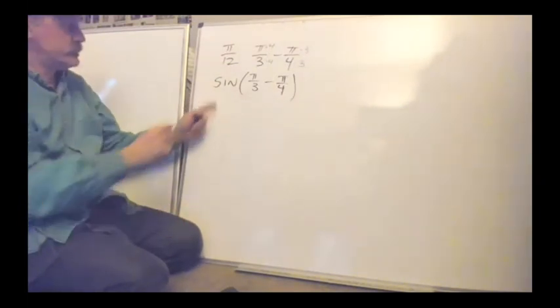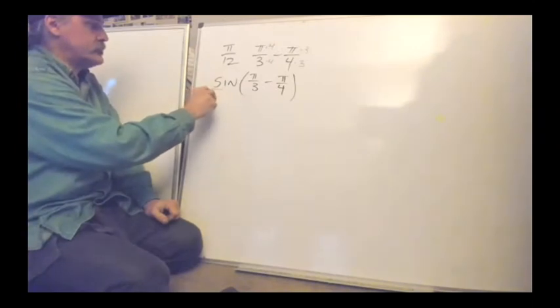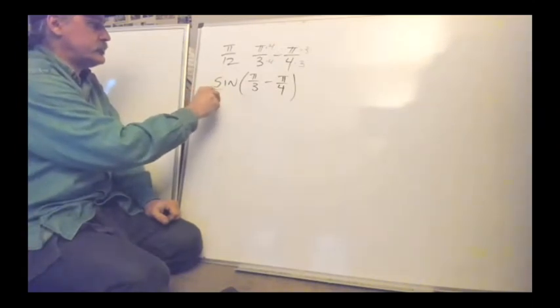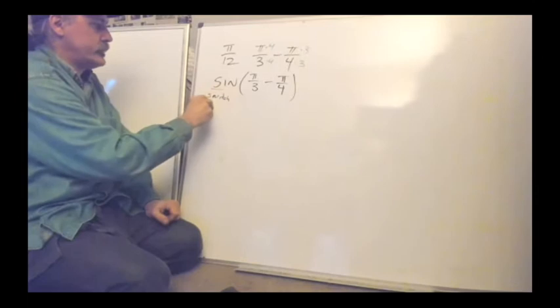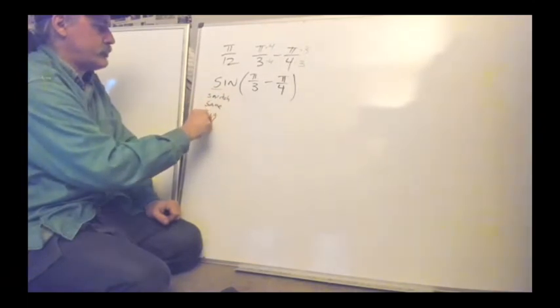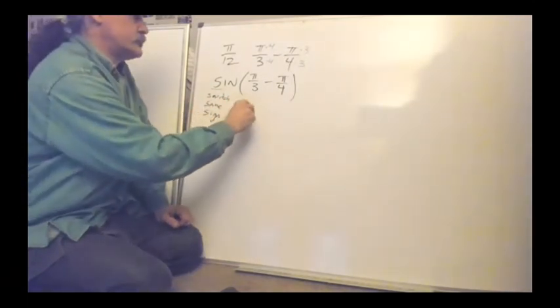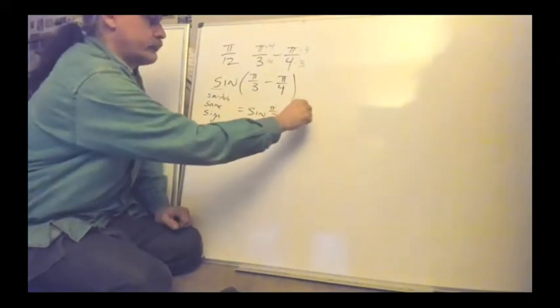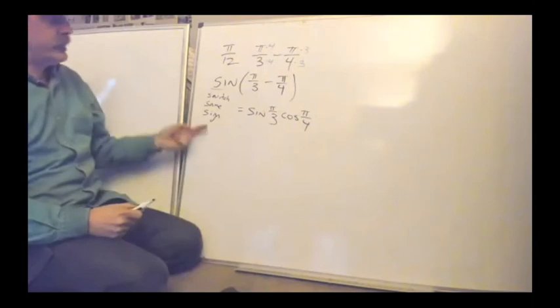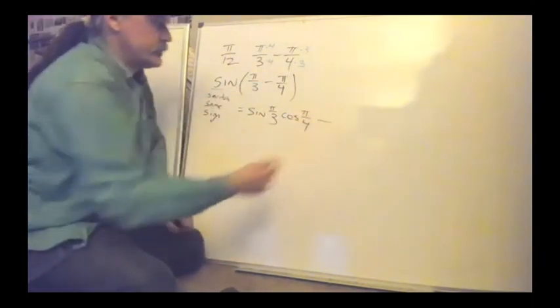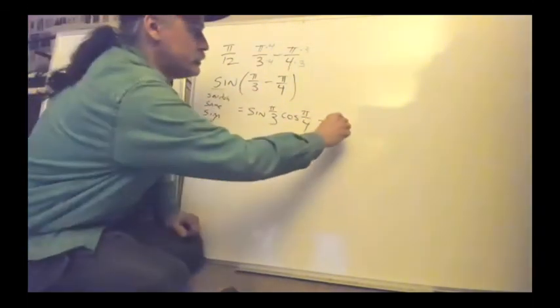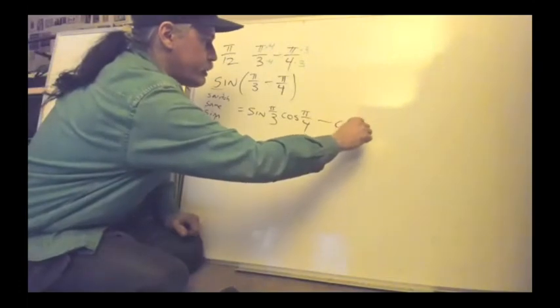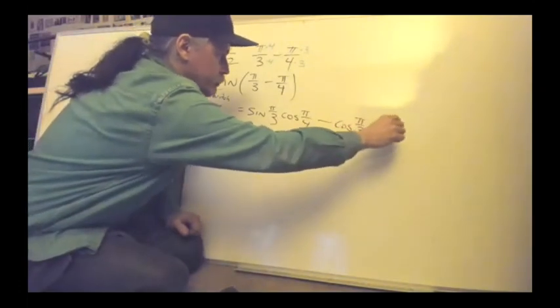Okay, so this starts with S. So we switch and we do the same sign. Okay, so then this is going to be the sine of pi over 3, cosine pi over 4, same sign, so that's minus, so it stays minus. Now we switch, cosine pi over 3, sine pi over 4.